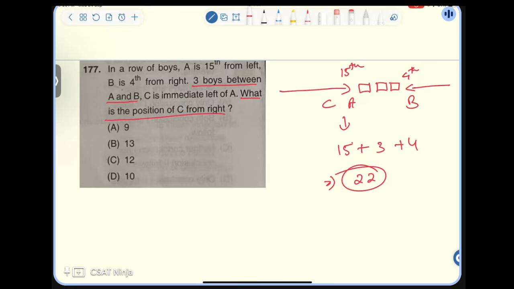Normally, without any formula, let's do it like this. This is fourth, this is fifth, sixth, seventh, eighth, and this is ninth. Without solving anything, you just draw what is given in the question, and after that you keep on counting from the right end. B is fourth, so this will be fifth, sixth, seventh, A will be eighth, and this one will be ninth. Without knowing any approach, just note down what is given in the question, and get the answer.